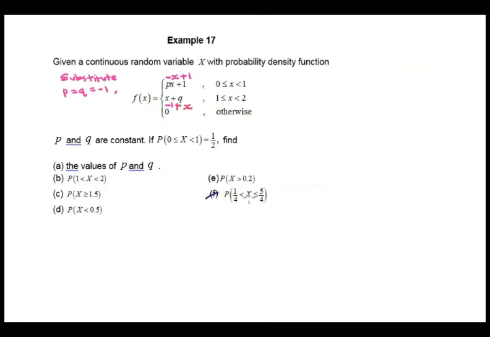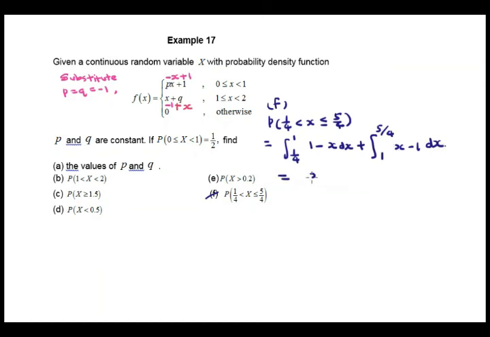(f) Find the probability where x is between 1 over 4 and 5 over 4. Let us start by integrating from 1 over 4 to 1. The corresponding function is 1 minus x. And then carry on from 1 to 5 over 4. The corresponding function is x minus 1.